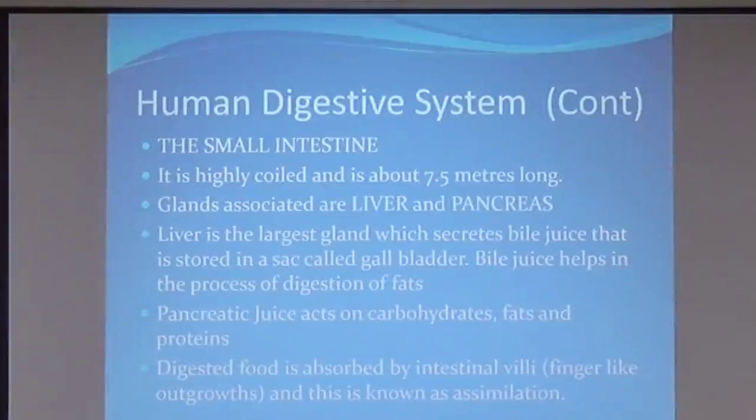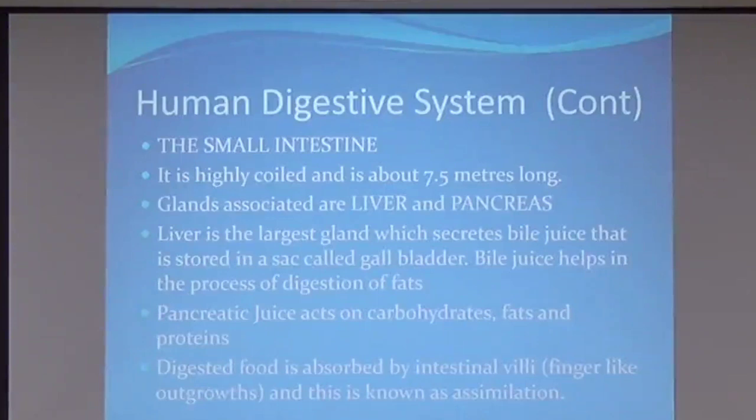What is the role of the pancreas? Pancreatic juice acts on carbohydrates, fats and proteins and makes them into simpler compounds. And the digested food is absorbed by intestinal villi. What are the villi? They are finger-like projections which are present on the inner wall of the small intestine, and this process of absorption of the digested food is known as assimilation.